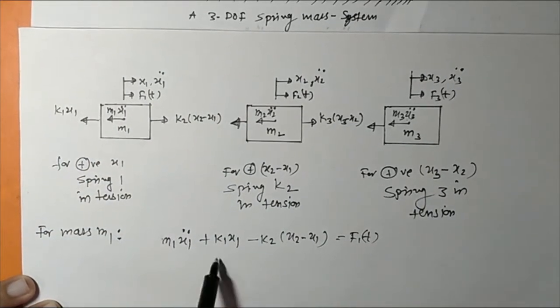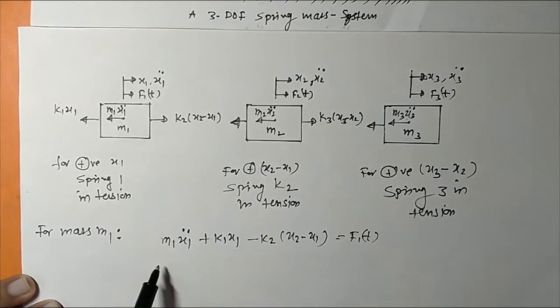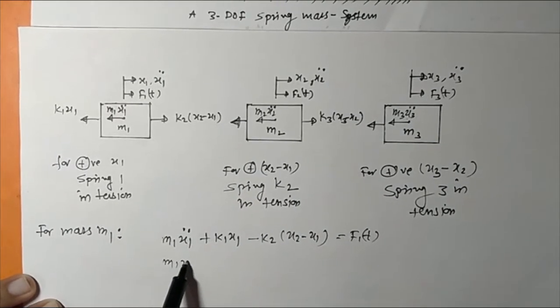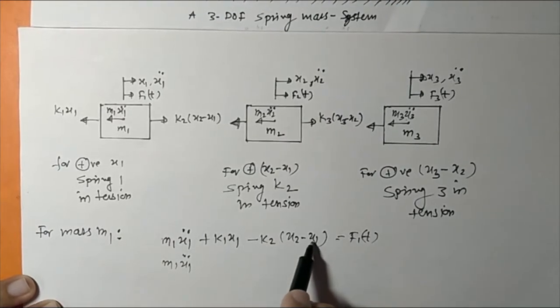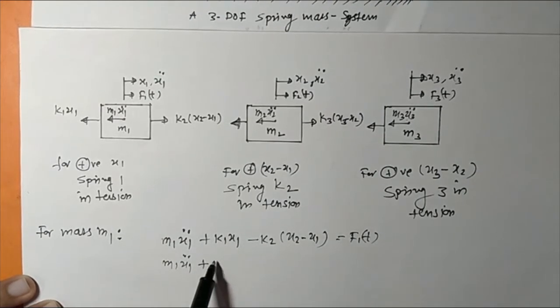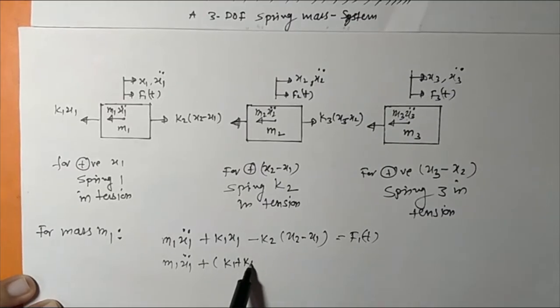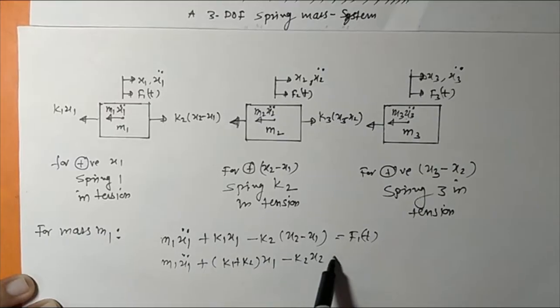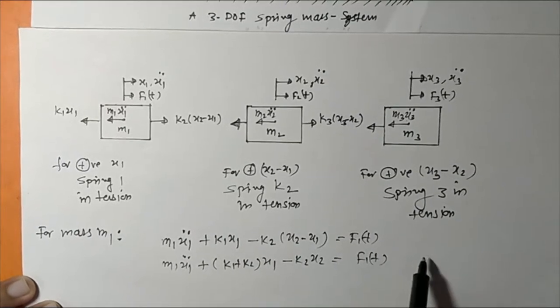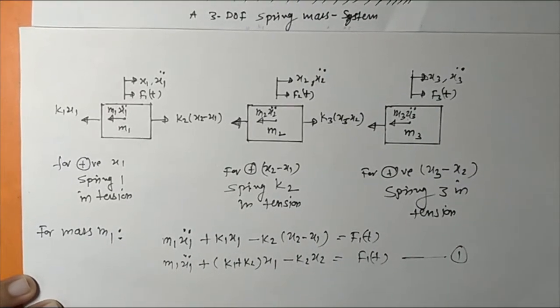Or we'll rearrange the components and take the common. So this is m1 x1 double dot. So k1 x1, or from here this is k2 x1. So this becomes (k1 plus k2) multiplied by x1 and minus k2 x2 is equal to f1(t). So this is the equation for first mass.